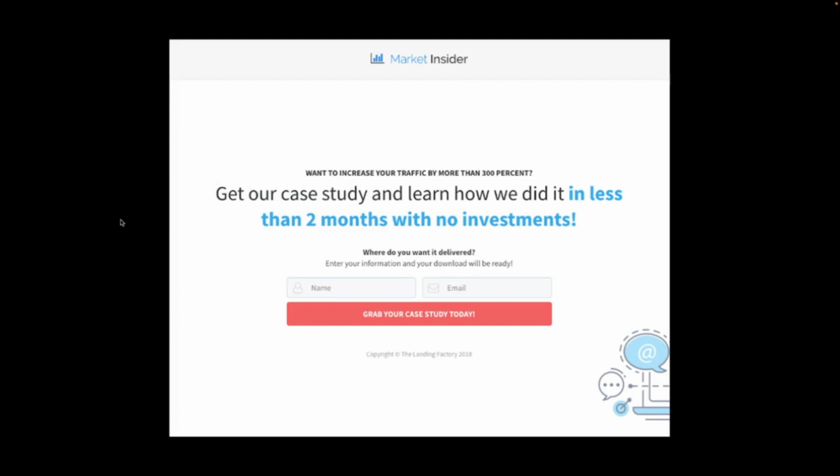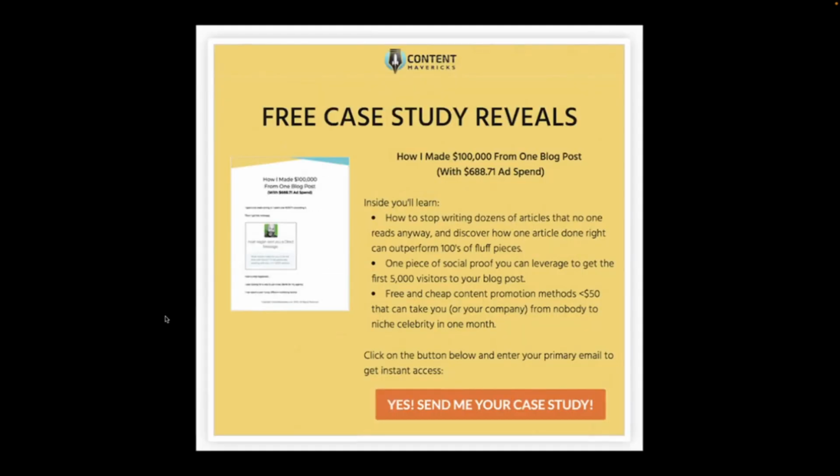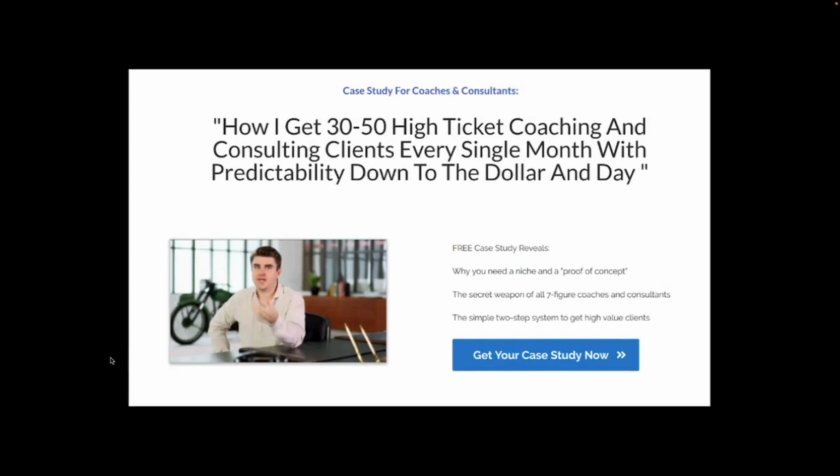When I was reviewing all three of these examples, you'll see that the buttons are very similar. Grab your case study today. Yes, send me your case study. Get your case study now. I'll say it again. No one wants a case study. They want the result of that case study or the outcome of what they'll be able to do with that case study. The case study is just a container.